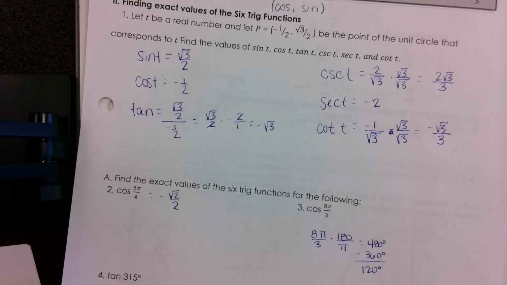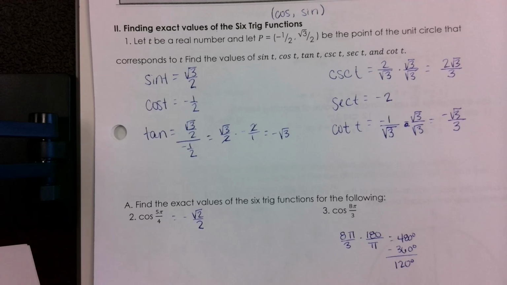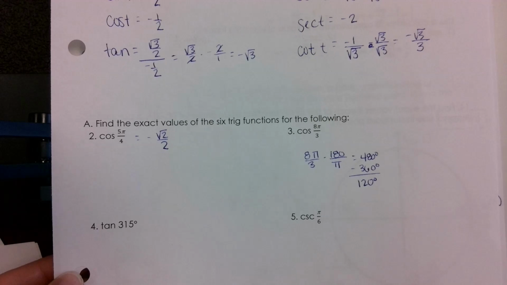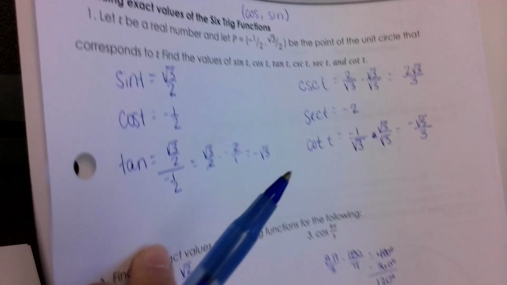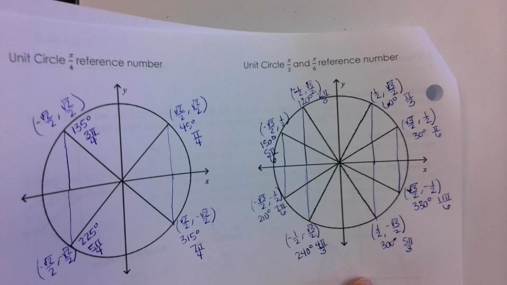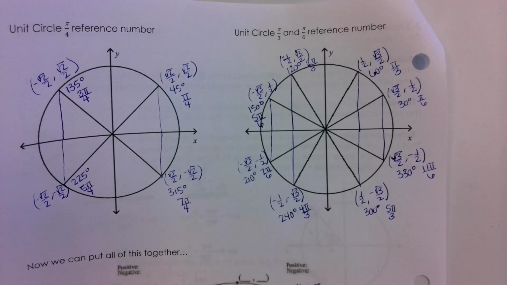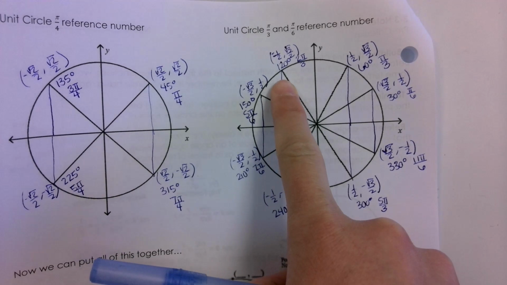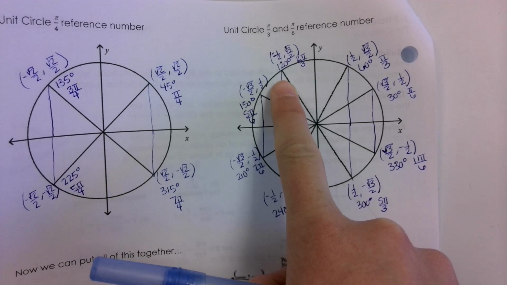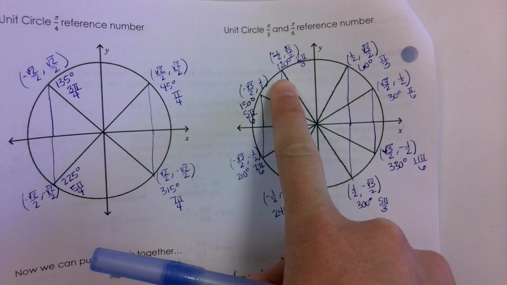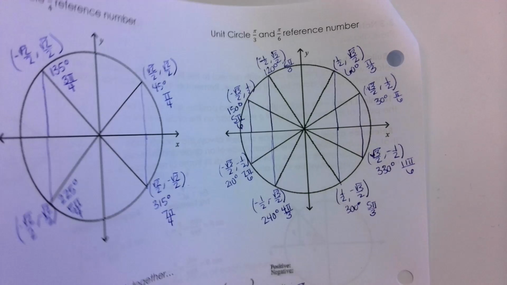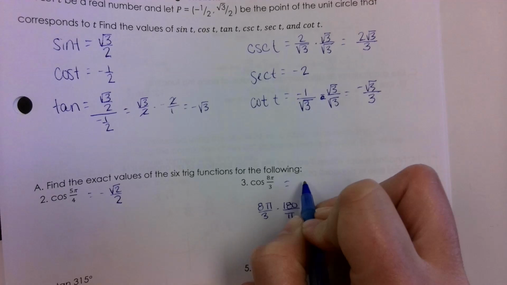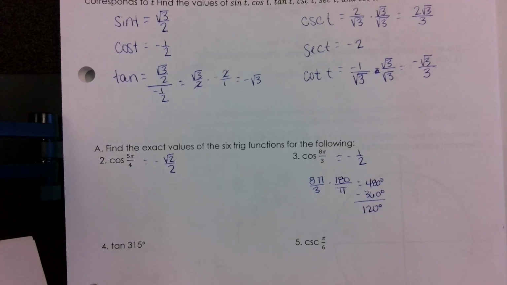Does that make sense? For me personally, I think degrees are a lot easier to look at and find stuff than radians. But if you're good with radians, then you can leave it in radians. So again, we're going to 120 degrees. And what do we need, cosine? Yeah, so that's our x value again. So what's it going to be? Negative 1/2. Questions on that? Okay, cool.